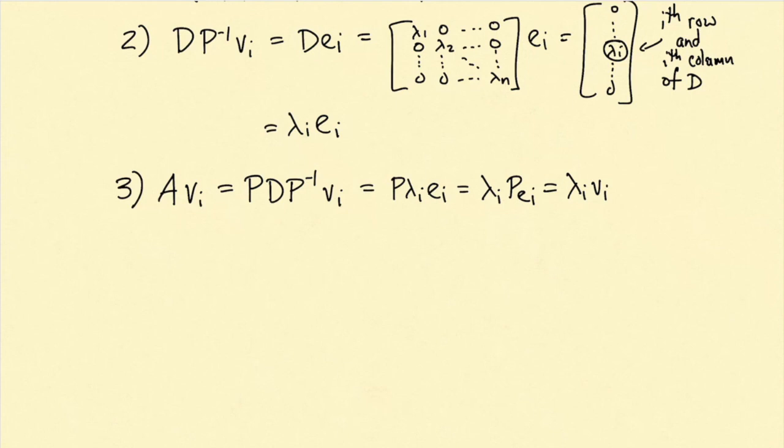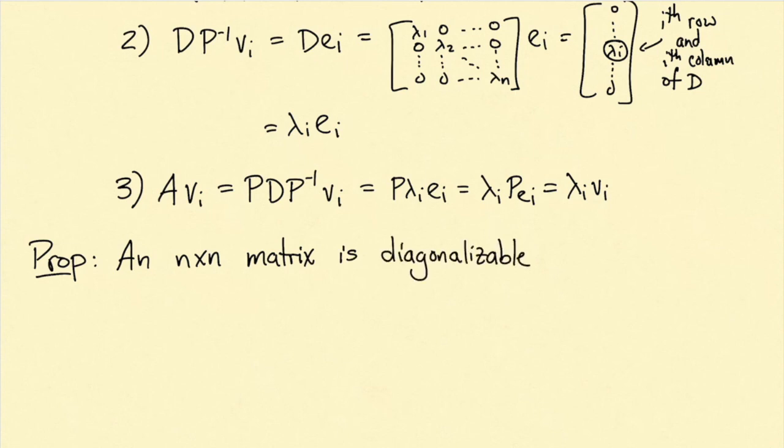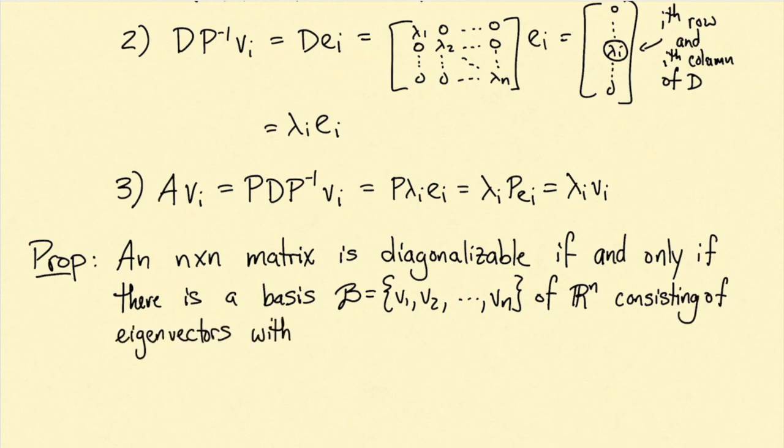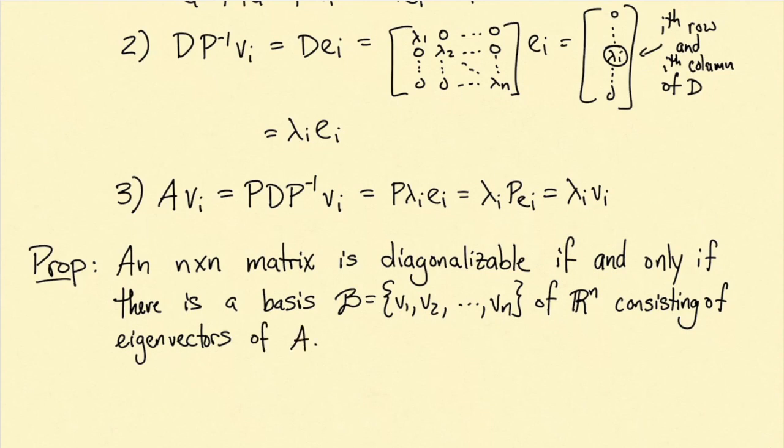So we've now shown that if our matrix is diagonalizable, then R^n has a basis consisting entirely of eigenvectors for our matrix A. This establishes the following characterization. An n by n matrix A is diagonalizable if and only if there is a basis B with vectors v1, v2 down to vn for R^n consisting of eigenvectors of this matrix A.